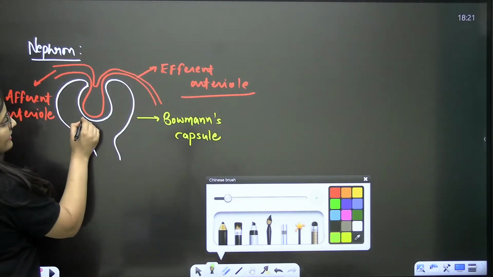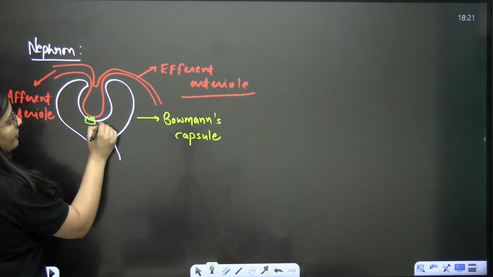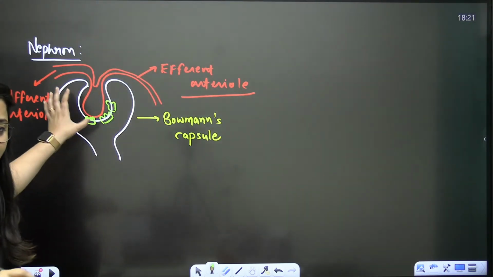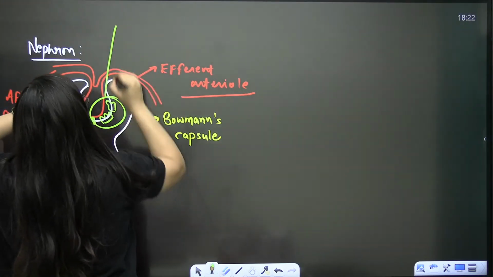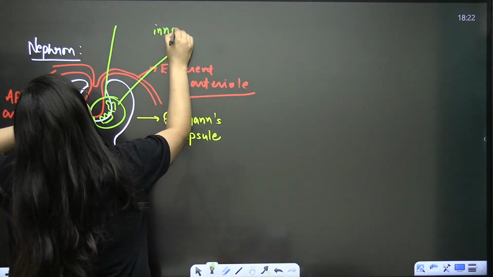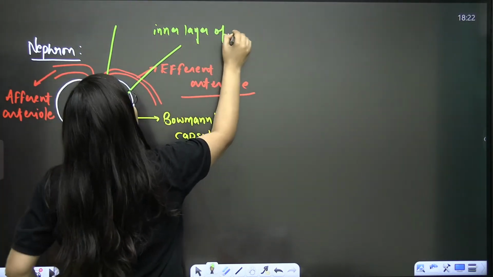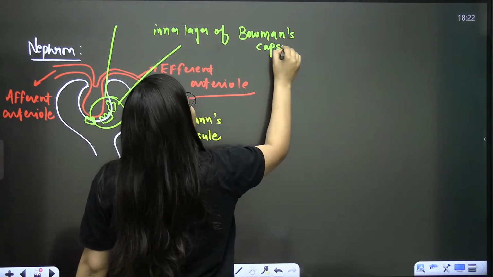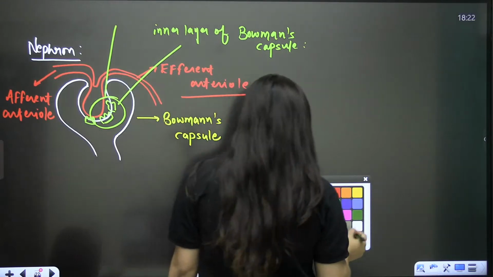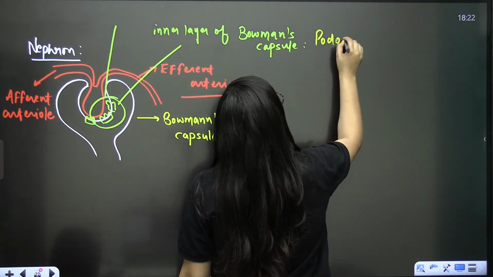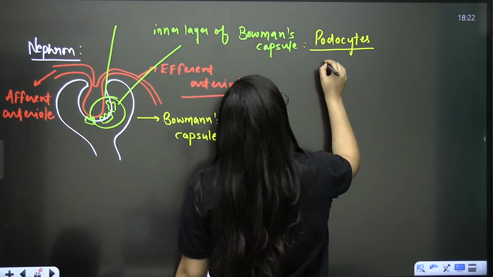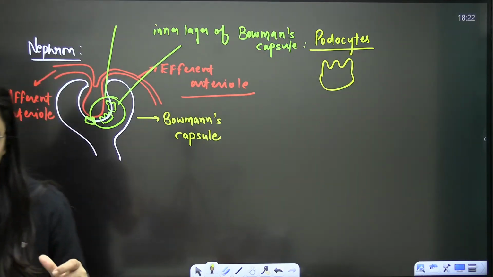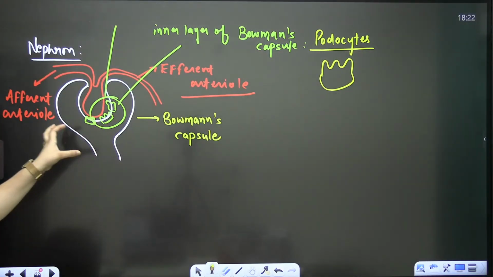This is the inner layer of the Bowman's capsule. Here in the inner layer of Bowman's capsule, you're going to see some podocytes. The word 'podo' is associated with feet, right? So these cells have feet-like processes.